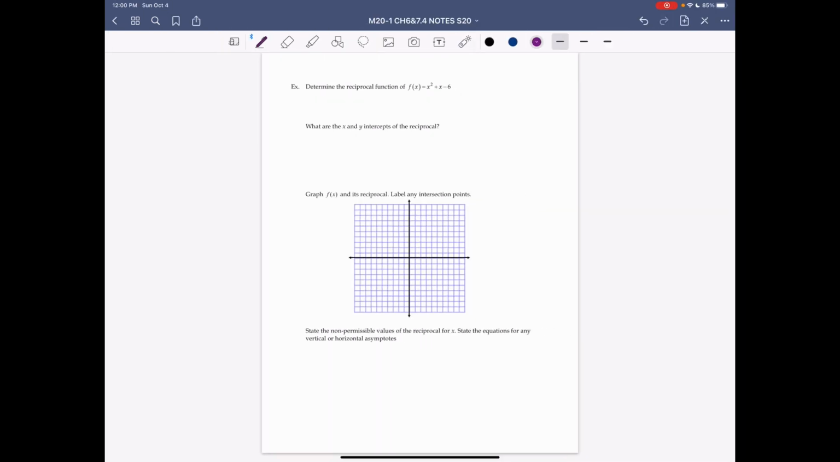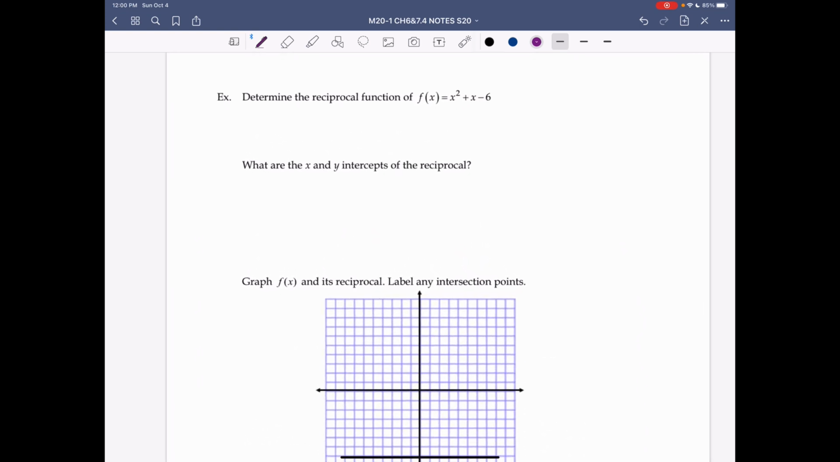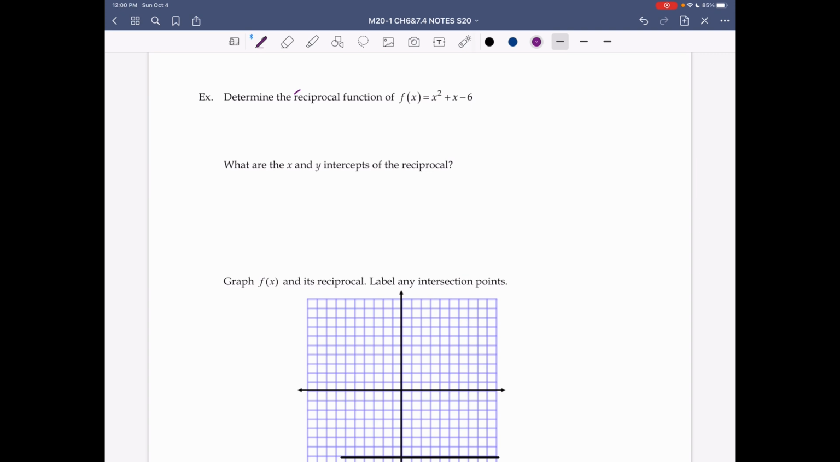Determine the reciprocal function of f of x equals x squared plus x minus 6. As I said before, as soon as you see reciprocal function, you should think 1 over f of x. Our function in this case is x squared plus x minus 6. Our reciprocal function is then 1 over x squared plus x minus 6.